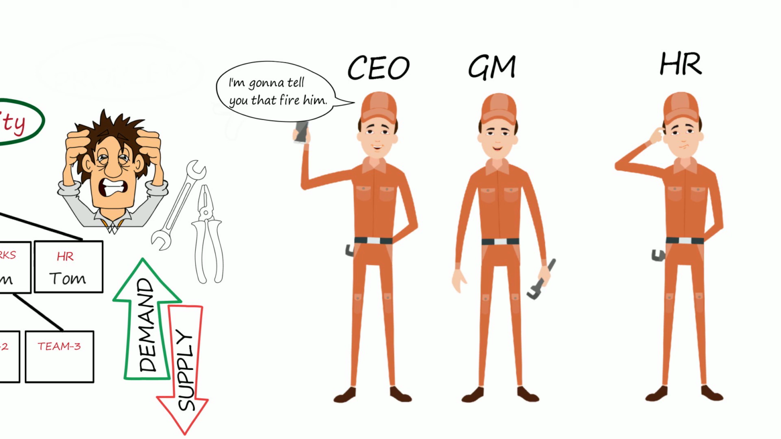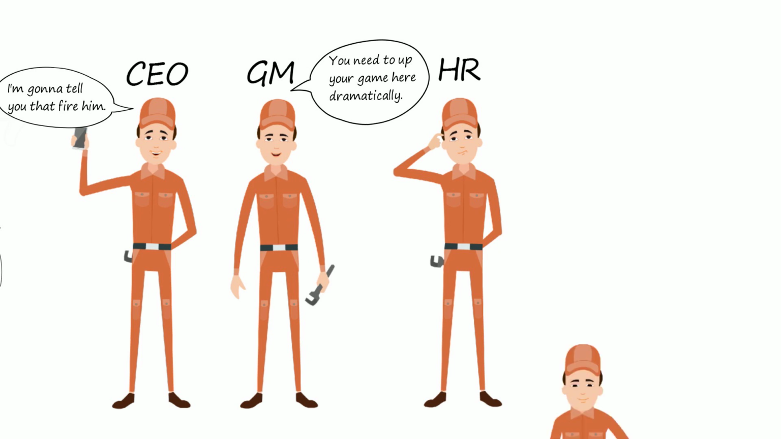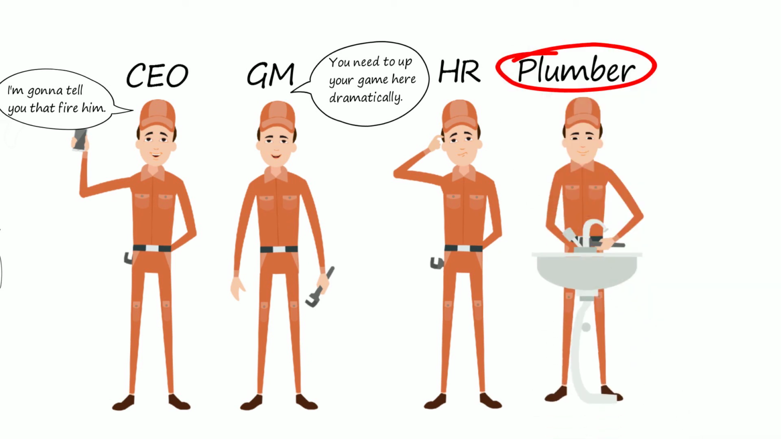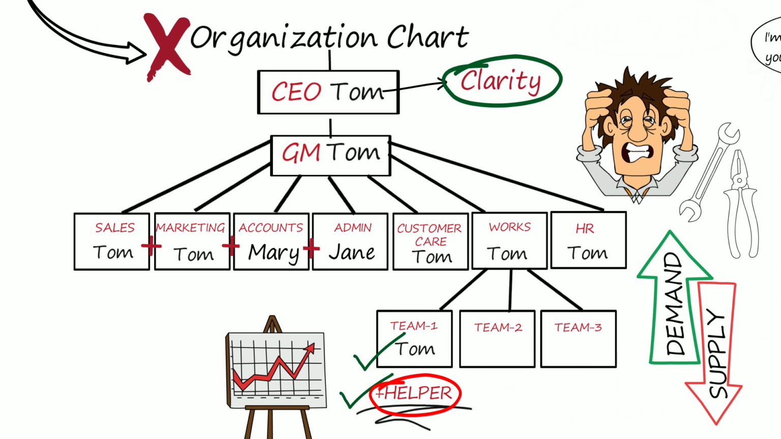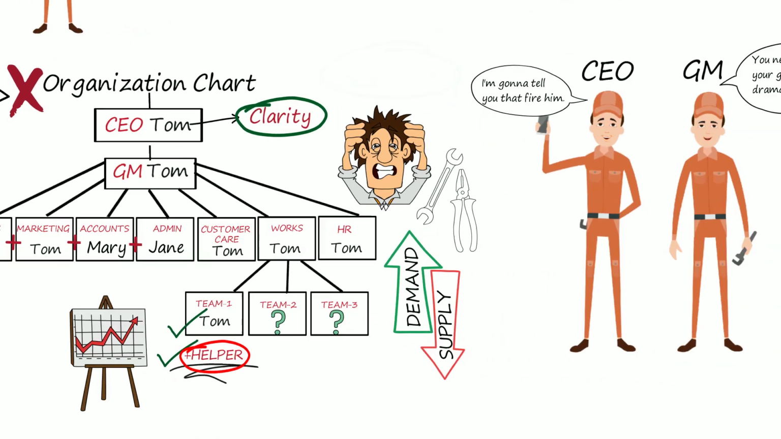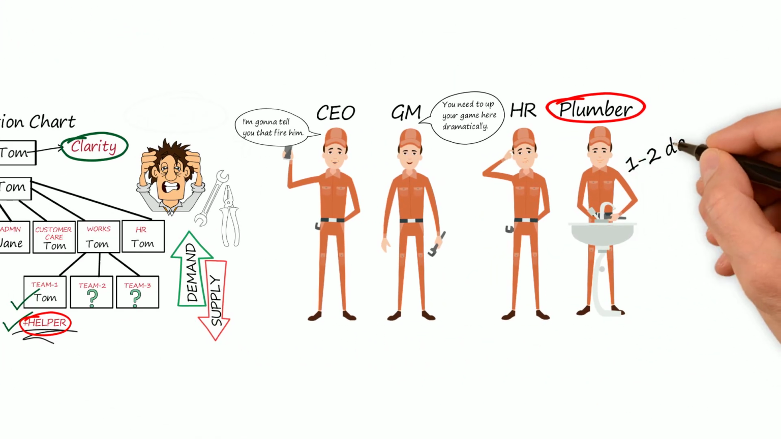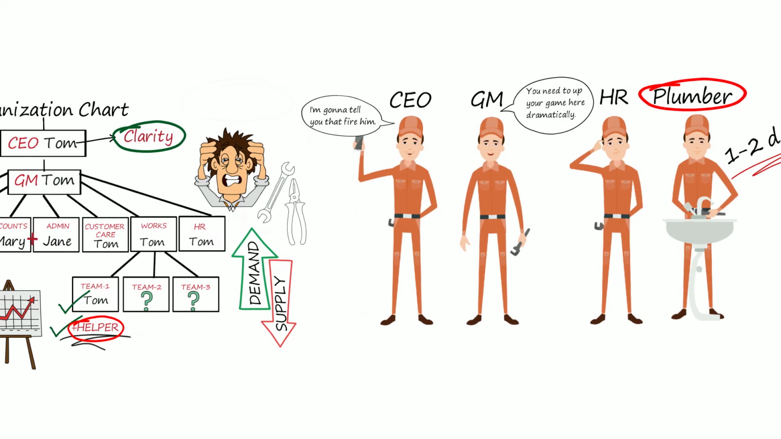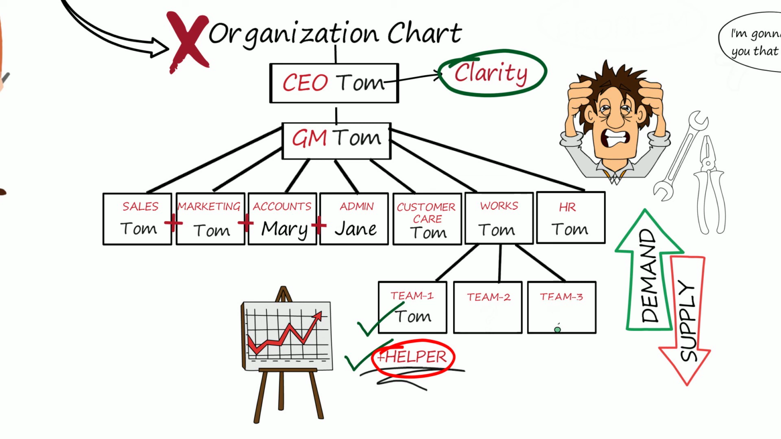So Tom the general manager has a word with Tom the HR. Says, listen man, you need to up your game here dramatically. So Tom the HR is now struggling with Tom the plumber, but the reality is if he keeps prioritising Tom the plumber, he's never going to be able to take in more people for team 2 or team 3. So what happens then is Tom the plumber takes a day off, maybe 2 days off, even at the expense of the company. And Tom the HR guy goes into full flow to try and find new staff.